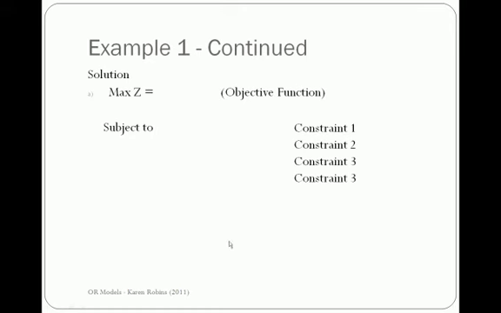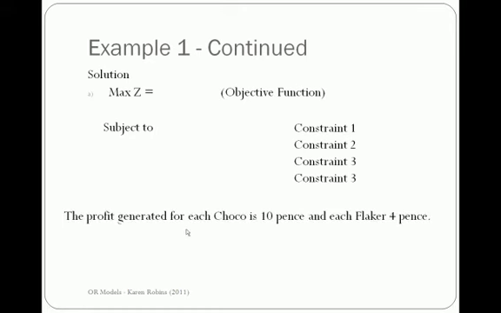Right, let's now formulate this as a problem. So our objective function says the profit generated from each Choco is 10 and each Flaker is 4, so we should have 10C plus 4F. 10 for every Choco, so 10 times the number of Chocos we produce, 4 times the number of Flakers we produce.